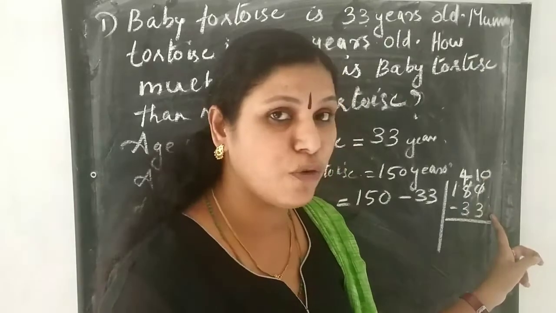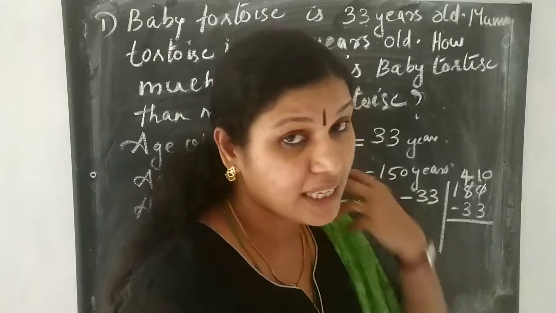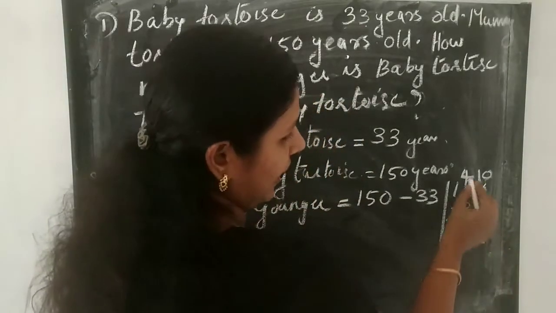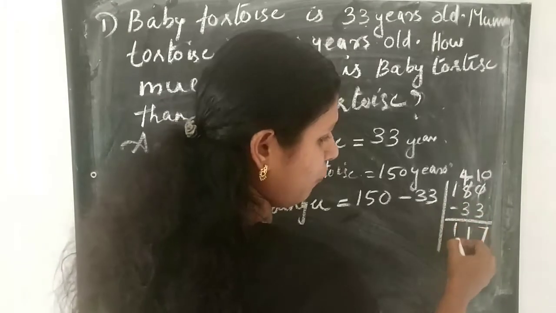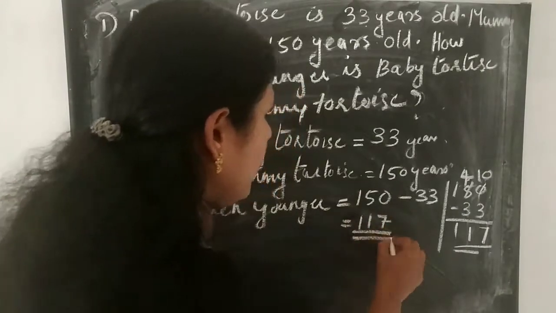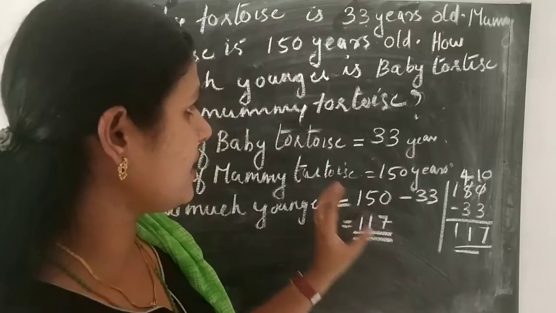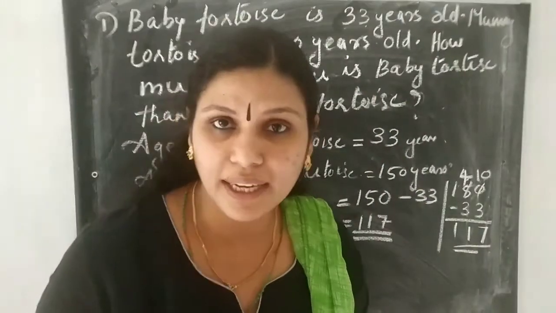10 minus 3 is what? After 3, count up to 10. That is, 10 minus 3 is 7. So we write 7. Then 4 minus 3 is 1. Here 1. So we get the answer as 117. So we can say the baby tortoise is 117 years younger than the mummy tortoise. Okay, understood?